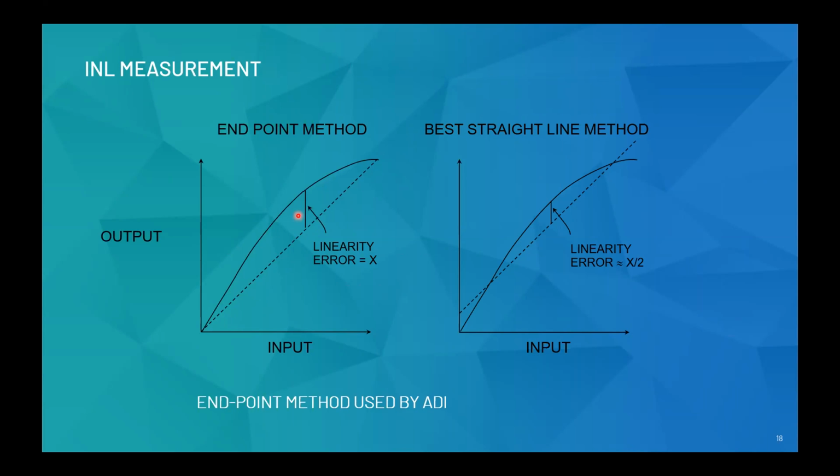There are two methods of measuring this, the endpoint method and the best straight line method. Mostly people use the first, the endpoint method, to measure INL. This again is a very important spec, as it really determines the fidelity of your conversion of the ADC.